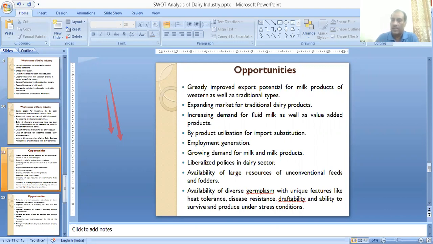Also availability of large resources of unconventional feeds and fodders. So now the feeding pattern is also changing for the animals. Different kinds of unconventional feeds and fodders are being introduced. Molasses and different kinds of products are being utilized in preparing hay and other fodders. Availability of diverse germplasm with unique features like heat tolerance, disease resistance. So India has diverse species of cattle, which have heat tolerance and the characteristics of disease resistance, which can be extracted and exploited, incorporated in other breeds to reduce the cost of health and make them tolerant to the environment and climatic condition of the region.